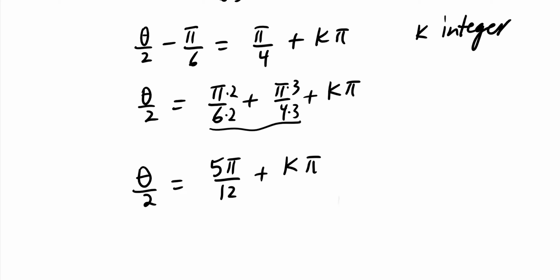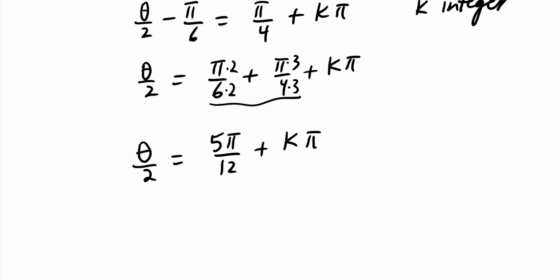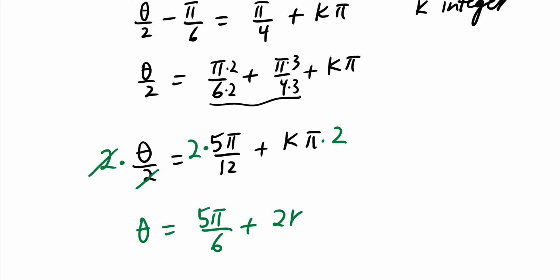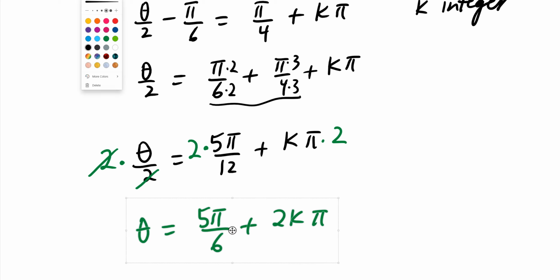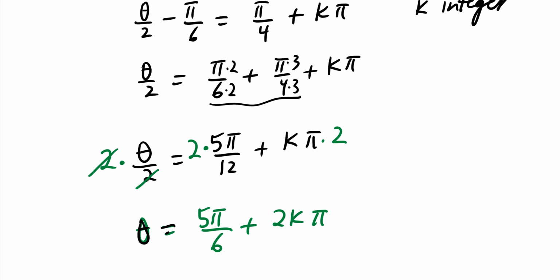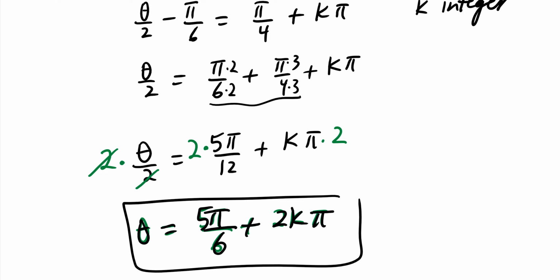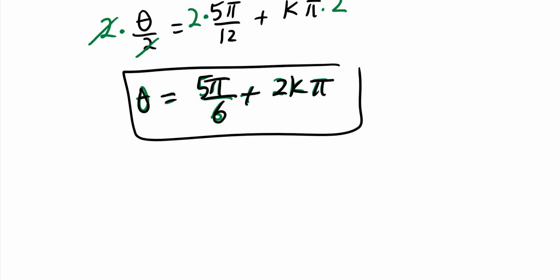Is it done? No, we need theta. So the next step is to multiply each one by 2 so we can get rid of this 2 under theta. You must multiply all of them by 2. So that gives us 5 pi over 6 plus 2k pi. So theta is 5 pi over 6 plus 2k pi. This generates all the solutions we need.